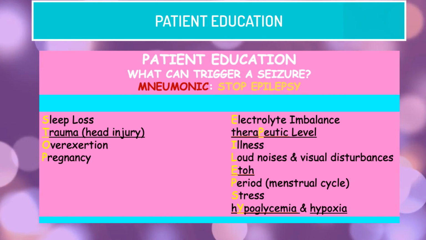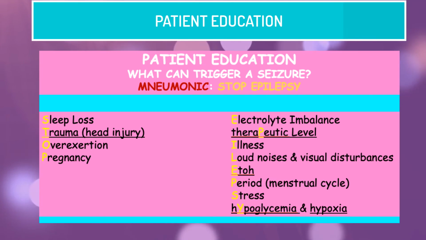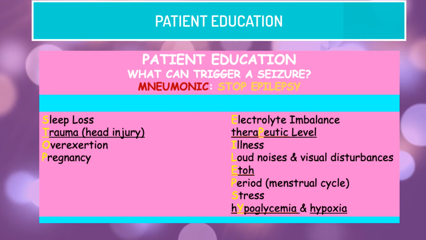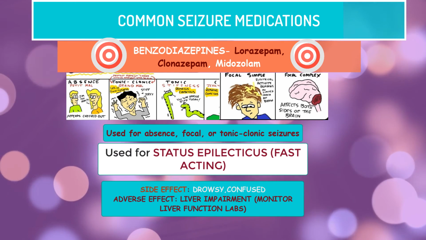If the patient is hypoglycemic, where their blood sugar is low, as well as hypoxic, where their oxygen saturation is low, this can trigger a seizure. Now let's quickly review some common seizure medications.